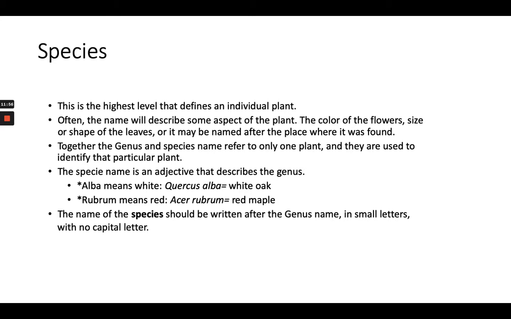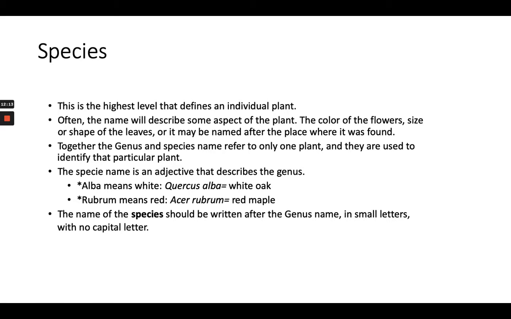Species, this is the highest level that defines an individual plant. Often the name will describe some aspect of the plant, the color of the flowers, the size, shape of the leaves, or it may be named after the place where it was found. Together, the genus and species name only refer to one plant, and they are used to identify that particular plant.